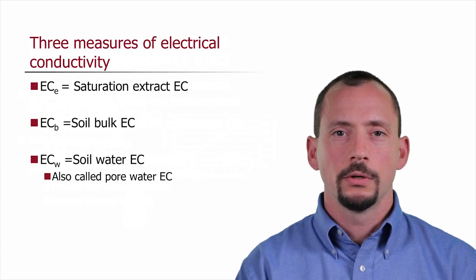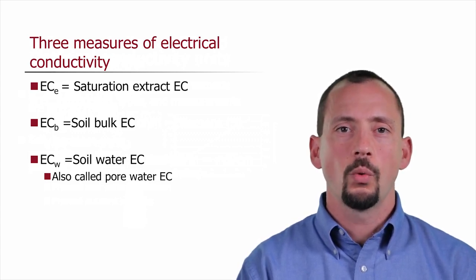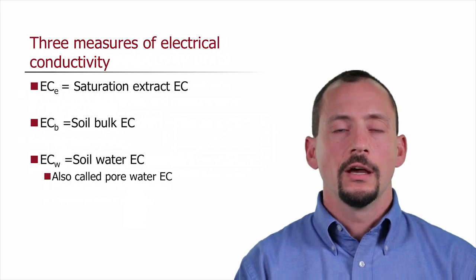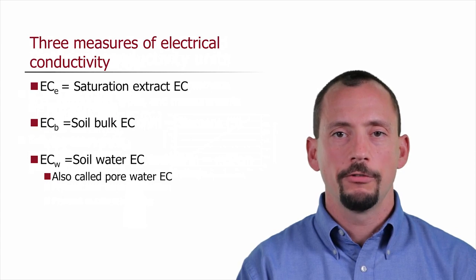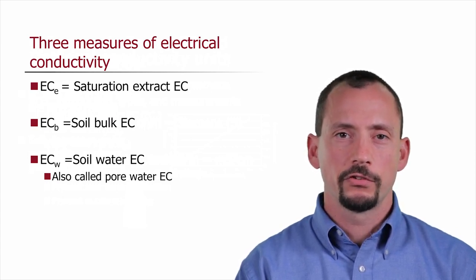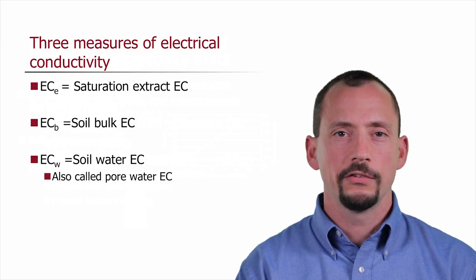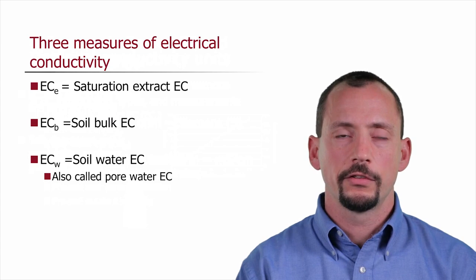EC sub W, or you can sometimes see that as EC sub P, is the soil water EC. This is the electrical conductivity of the water in the soil if you were able to remove a sample of that water. So this is interchangeably called pore water EC. So if you're used to pore water EC, the soil water EC is the same measure.